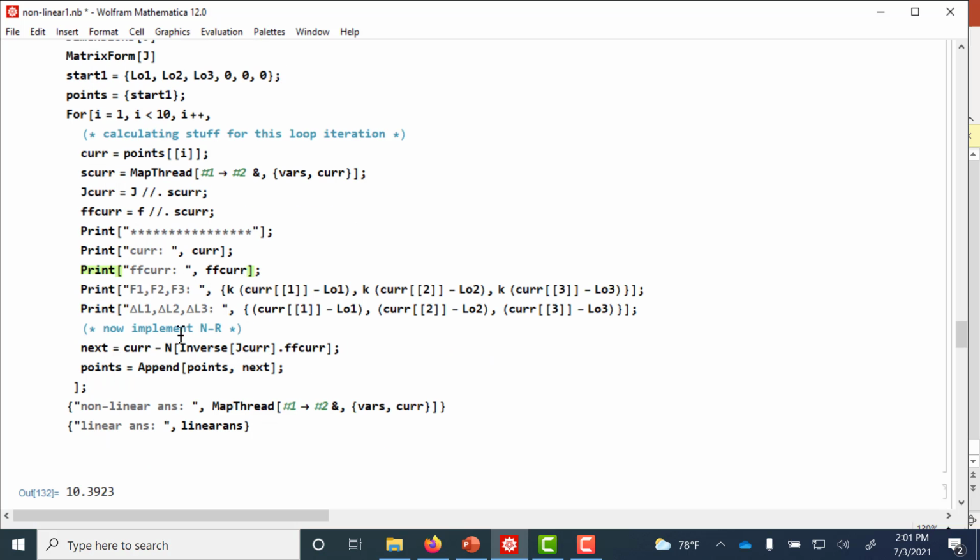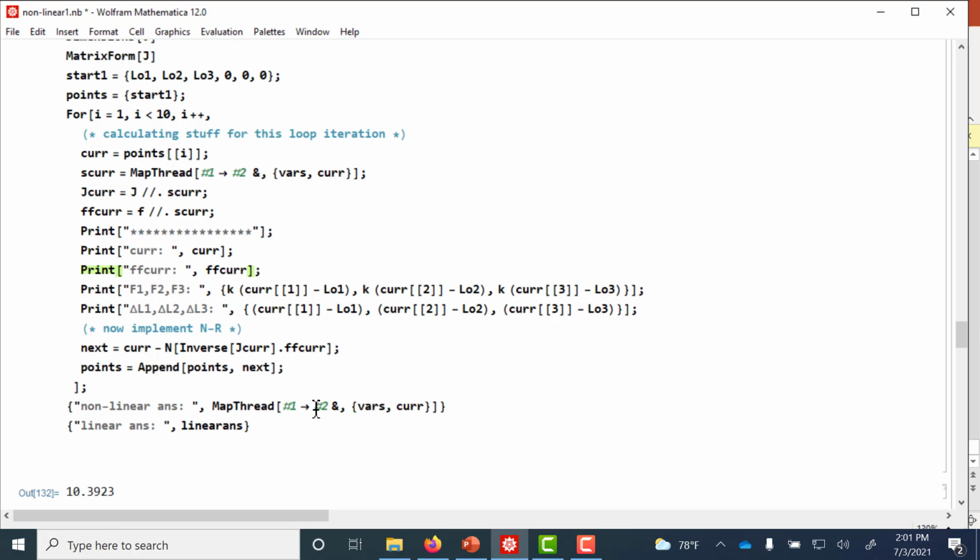So I'm doing my debug, and then I go in and do my Newton-Raphson. And the Newton-Raphson is next equals curve minus the inverse of J. And I'm doing an N on that so that I'm not dealing with unwieldy radicals that keep going back through in different loops. So I do a numerical right away of the product of the inverse of the Jacobian times FF curve, the current function. And then I take that next and append it to points, so that next time through, the curve is going to pick up the last one that you appended.